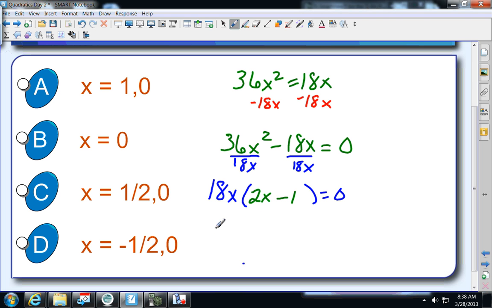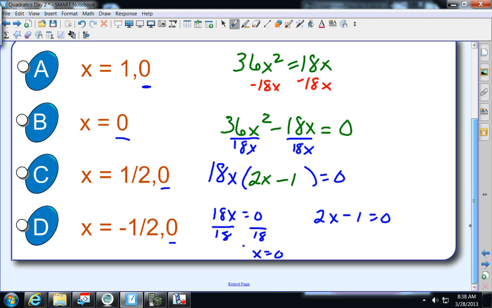So I'm going to take 18x, set it equal to 0, and 2x minus 1 and set it equal to 0. Right here, I divide by 18. X equals 0. Well, they all have 0 as an answer. The next one here, I'm going to add 1 to each side. I get 2x equals 1. Divide by 2. X equals 1/2. There's my roots right here.